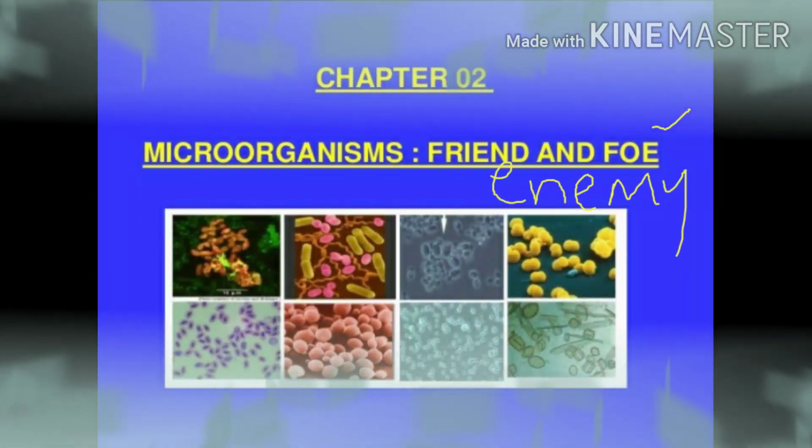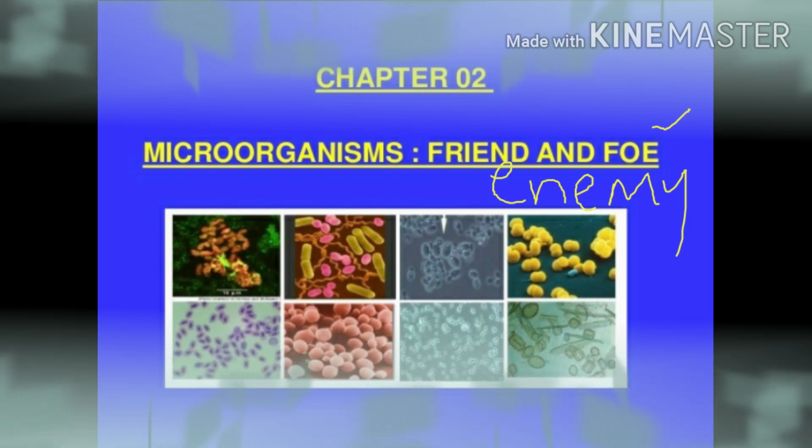Hello students, today we shall begin with the second chapter of 8th standard science, microorganisms. So what is microorganisms? Micro means small and organisms means creature. So microorganisms are small living creatures. As you can see here, microorganisms are commonly called friend and foe. Foe is nothing but enemy.